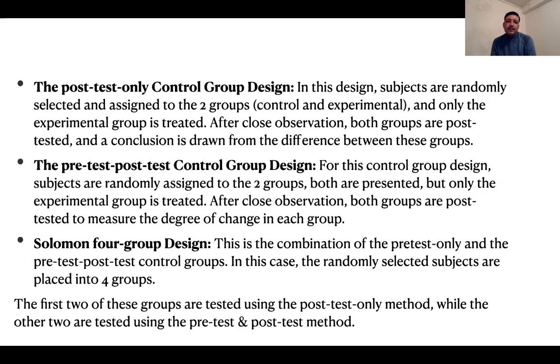The first one is the post-test only control group design. In this design, subjects are randomly selected and assigned to two groups, control and experimental, and only the experimental group is treated. After close observation, both groups are post-tested and conclusions are drawn from the difference between these groups.